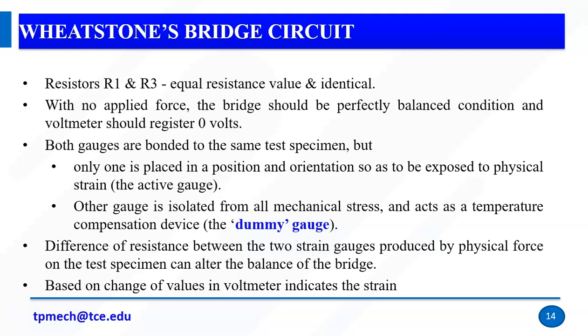So other gauge is isolated from all the mechanical stresses and acts as a temperature compensation device, that is dummy gauge. So we know that any measuring instrument, if I measure a parameter like temperature, the instrument should be sensitive only to temperature, not to other parameters like pressure, right? So other gauge is isolated from all the mechanical stress and acts as a temperature compensation device for dummy gauges. So the difference of resistance between two strain gauges produced by the physical force and the test specimen can alter the balance of the bridges.